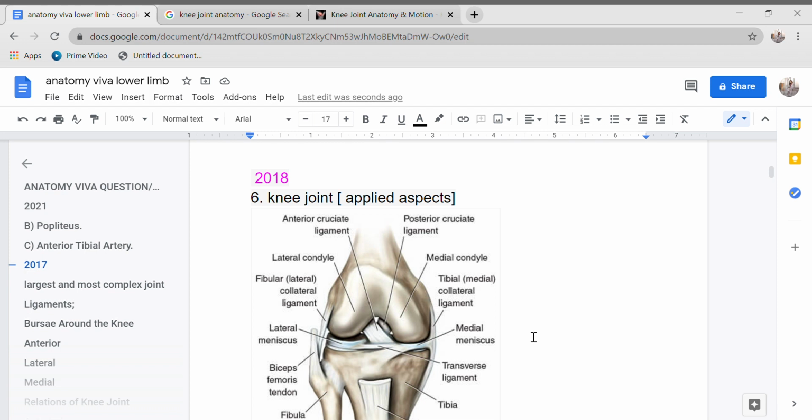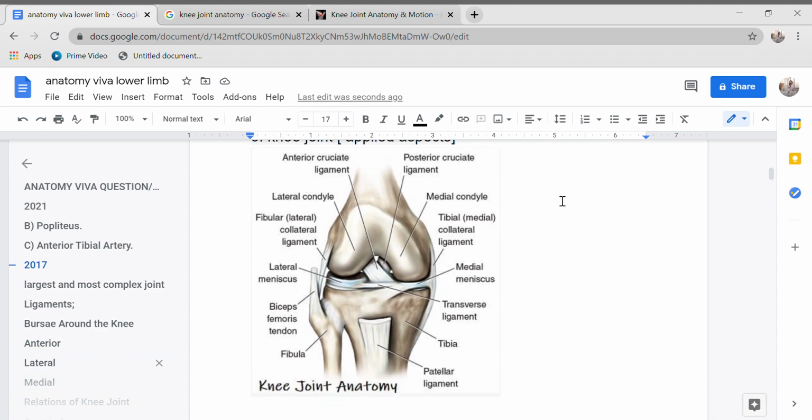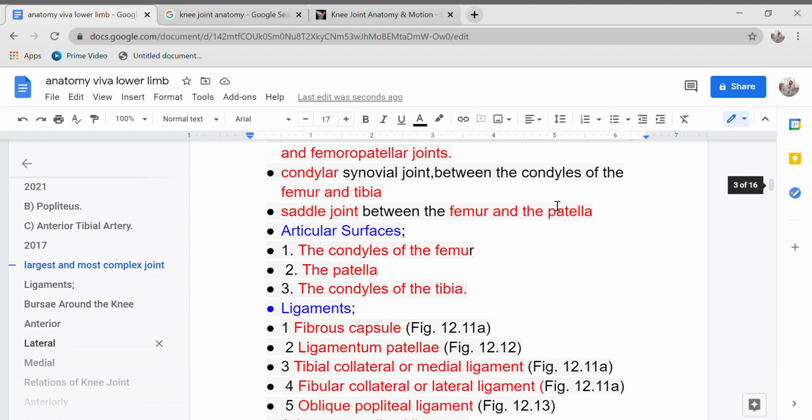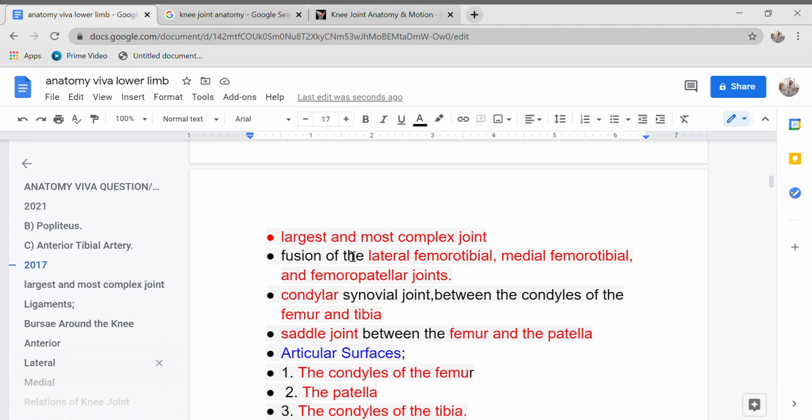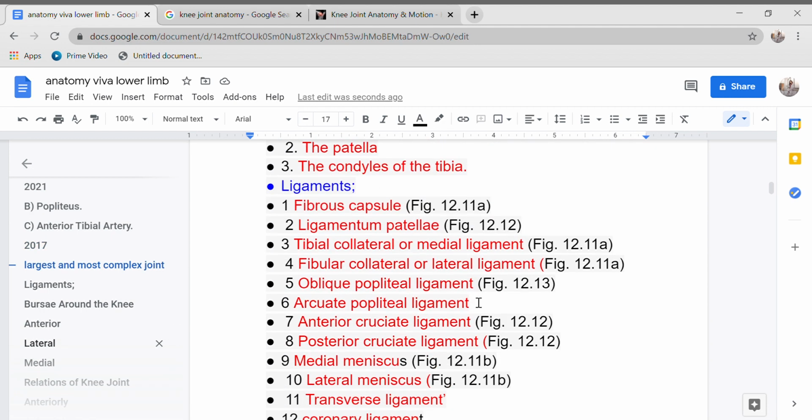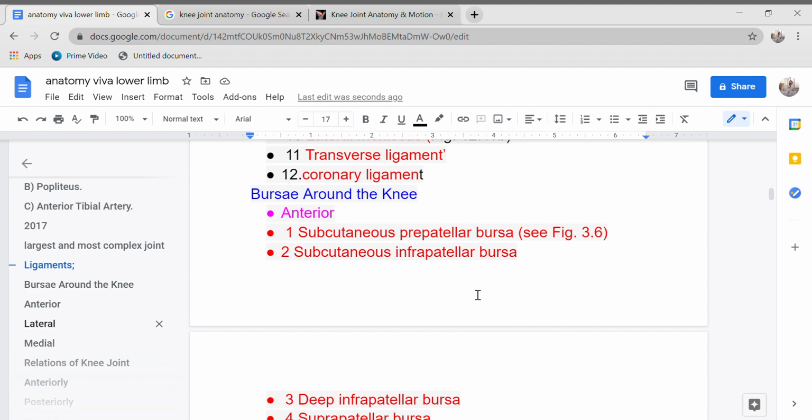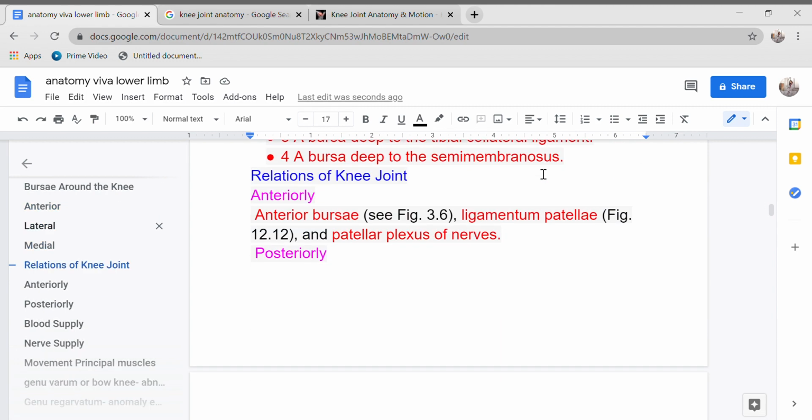So in this video we'll discuss the knee joint in a rough way. Let us see what the knee joint is, what the articular surfaces of the knee joint are, what ligaments are present in them. Just an introduction, not a total summary. What are the bursae there? What are the relations present there?